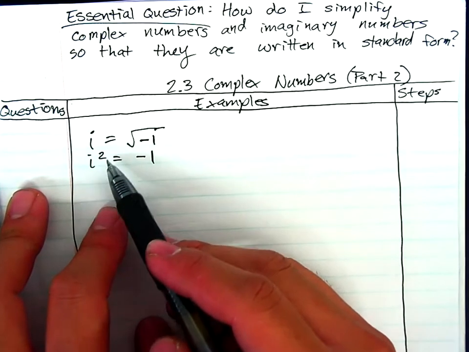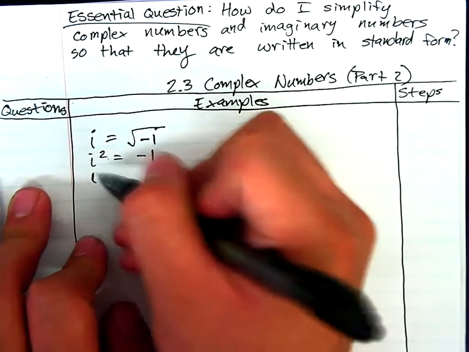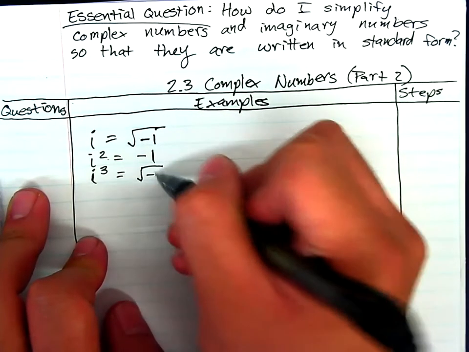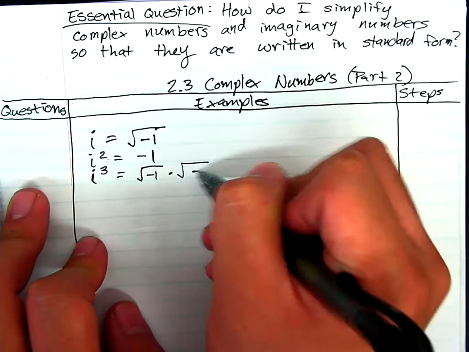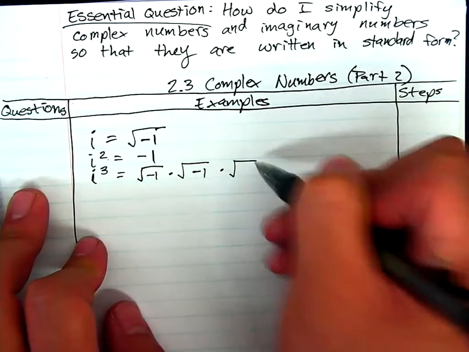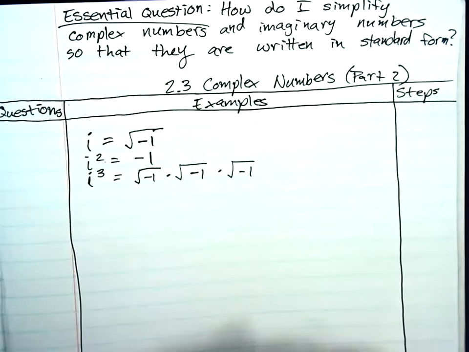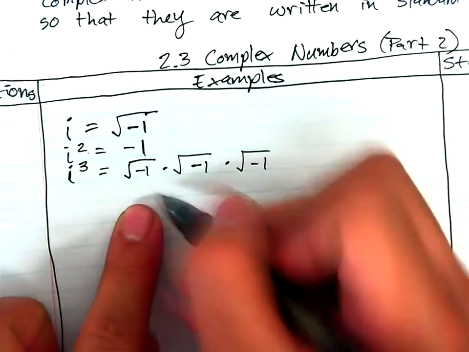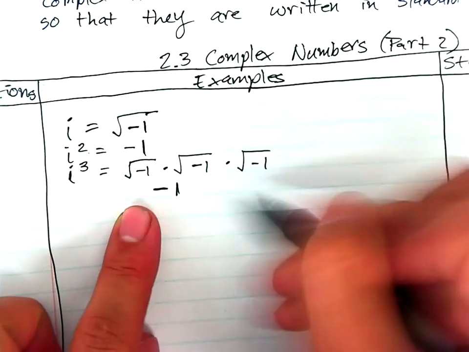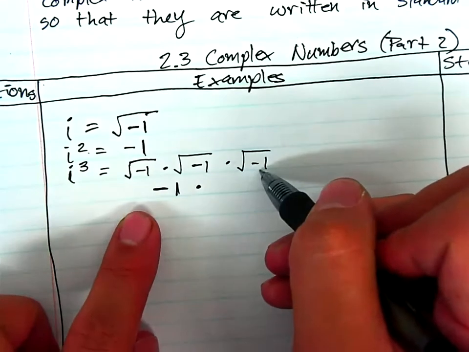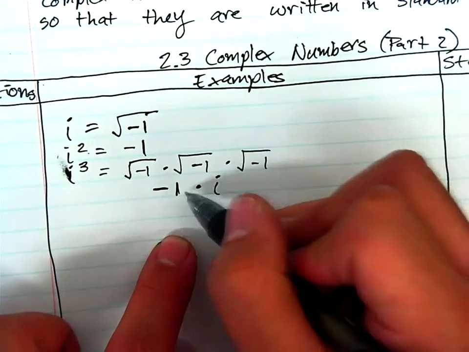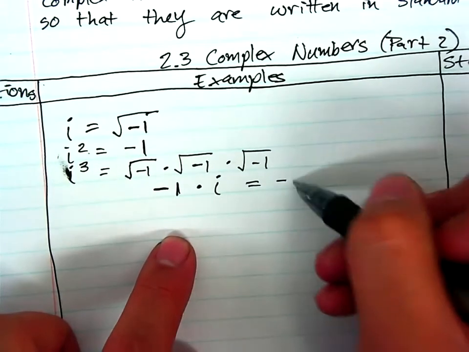So if I were to get i cubed, that would be the same thing as the square root of -1 times the square root of -1 times the square root of -1. Okay? So we know that the square root of -1 times the square root of -1 would give me -1. The square root of -1 can be simplified as i. So -1 times i is going to be -i.